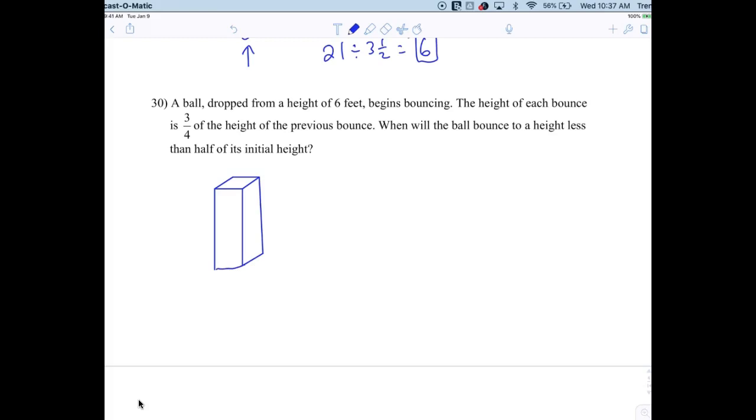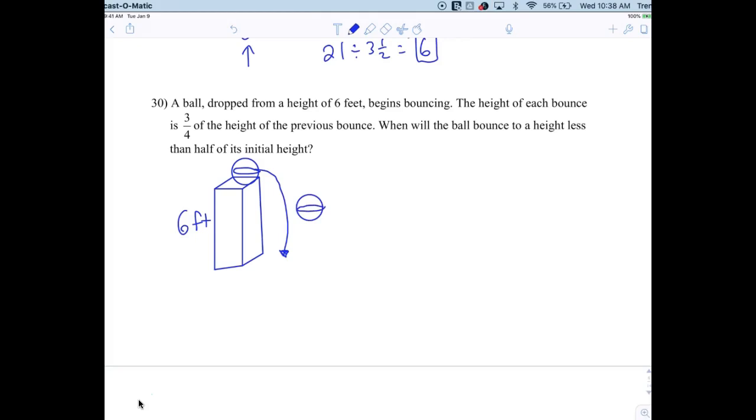All right, here we go. There's my stand. Now, on my stand, I'm going to put, see, I can even draw perfect circles. There's my ball. And how far is my ball off the ground? 6 feet. So we're going to put 6 feet. Then I knock the ball down, it hits the ground, and then the ball bounces back up.